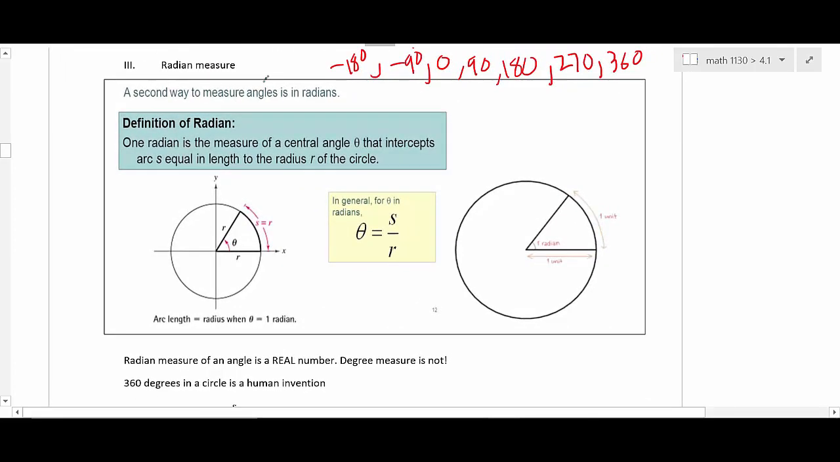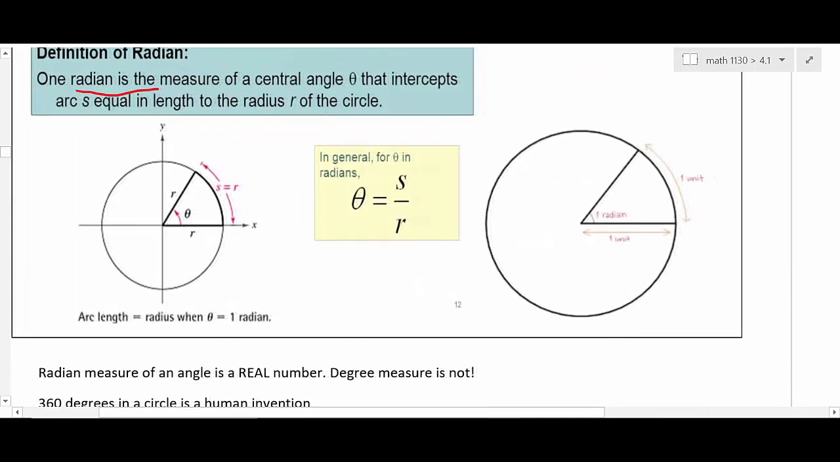And what a radian, this is the definition, and this is a mathematical definition that we came up with, and it kind of led us to some discoveries about things. So basically, 1 radian is going to be that special angle where this happens. Okay, and this diagram right here shows this pretty well. So basically, if this arc is the same as the radius, then that is 1 radian.